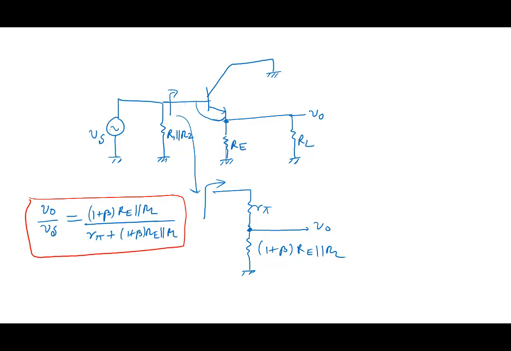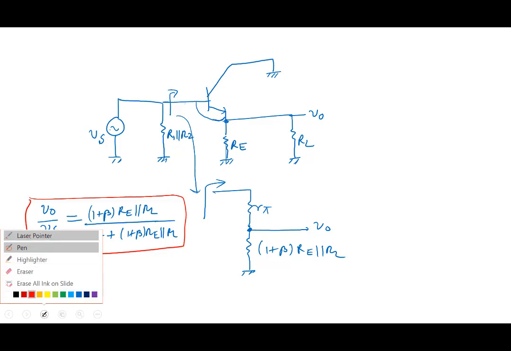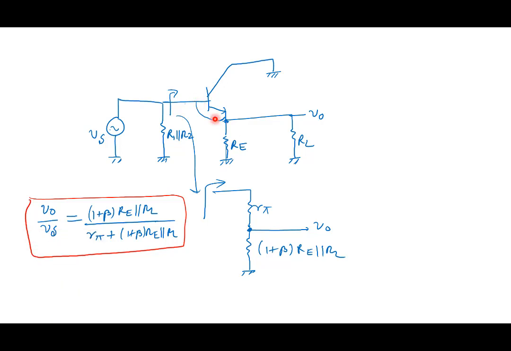This whole circuit between here and here is R pi. From here, this resistance is Re, but from the base side, it appears as 1 plus beta times Re parallel RL. You can all see it here, and this is the output node here. So that becomes my gain.